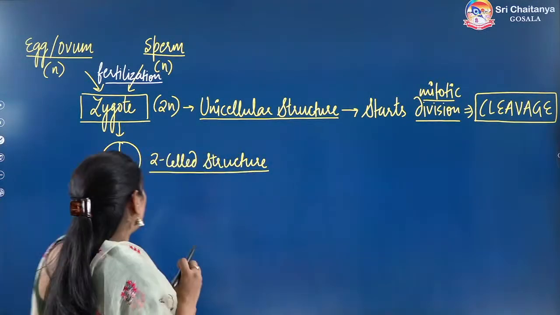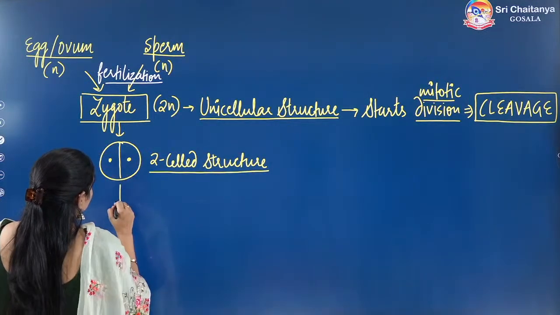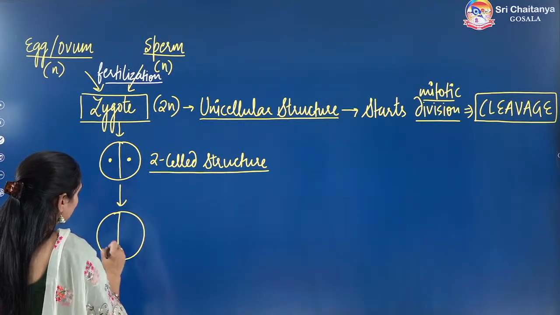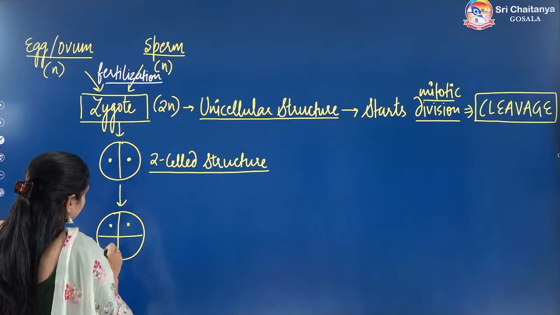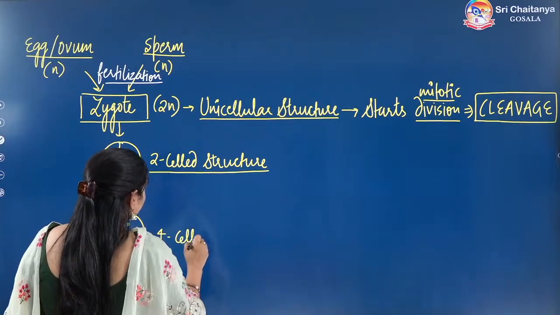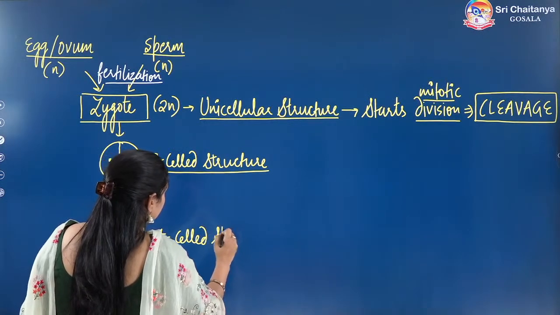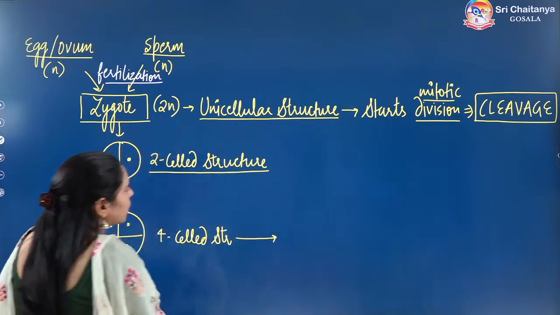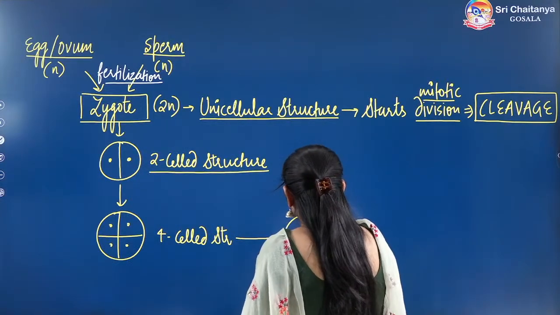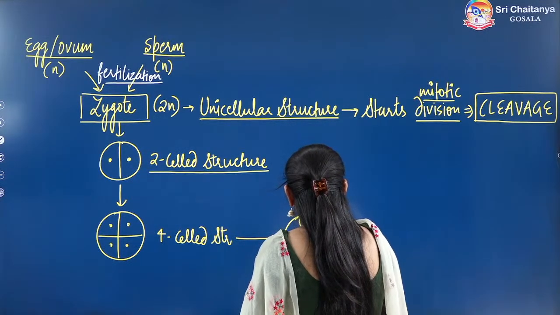Now again the division will occur and this 2-cell stage will be converted into the 4-cell stage. Then the 4-cell structure is again going to show cleavage and will be converted into the 8-cell structure.